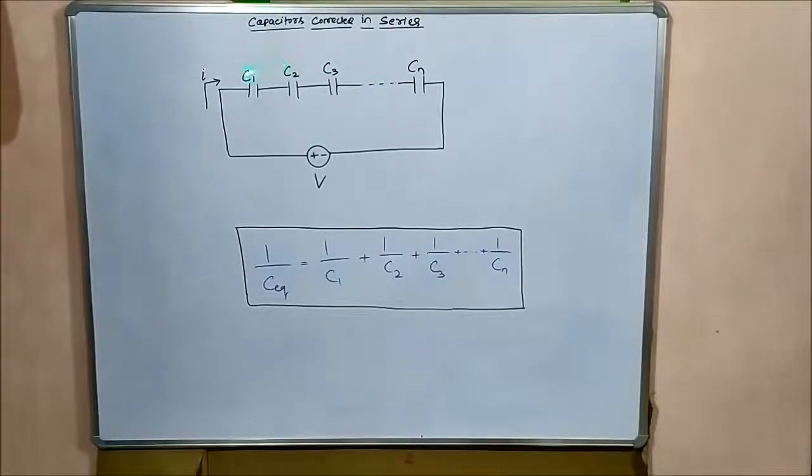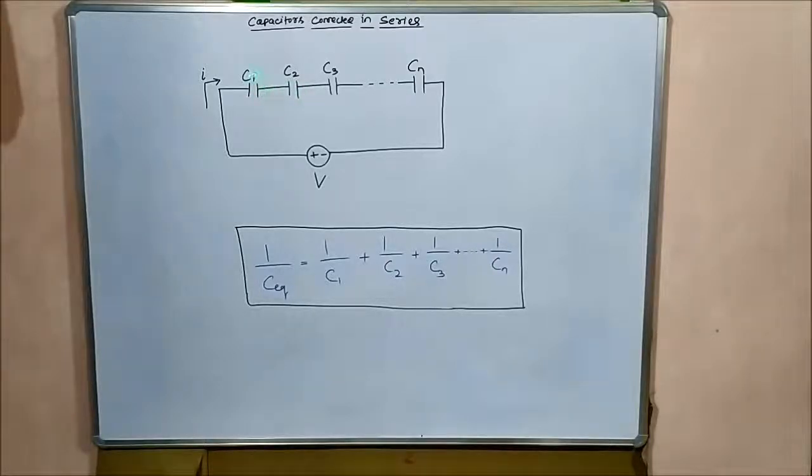So as you can see in this circuit diagram, we have a number of capacitors C1, C2, C3 up to n number of capacitors which are connected in series across a voltage source V. Now you can say that these capacitors are connected in series because there is an end-to-end connection pattern. It means one of the ends of the capacitor is connected to the other end.